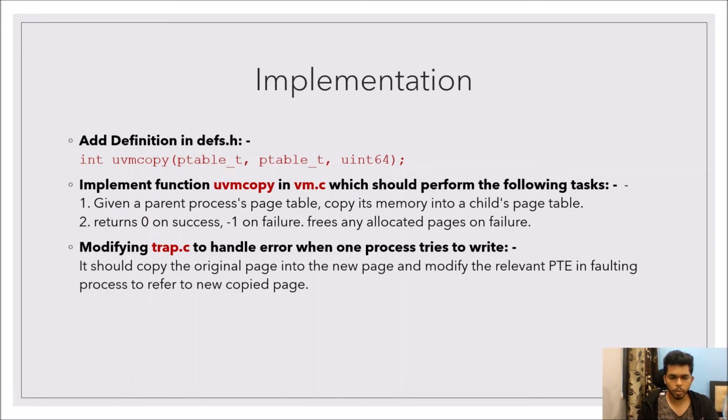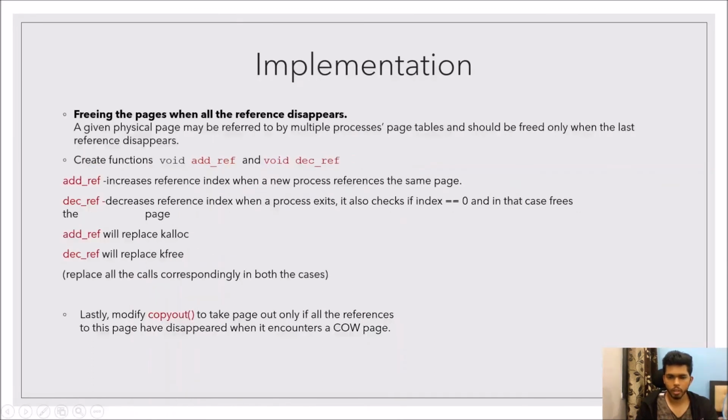Next, we have to modify trap.c because it has to handle the error in case one of the processes tries to modify the shared pages. After modification, trap.c should perform the following function. It should copy the original page into the new page, and modify the relevant page table entry in the faulting process to refer to the new copied page.